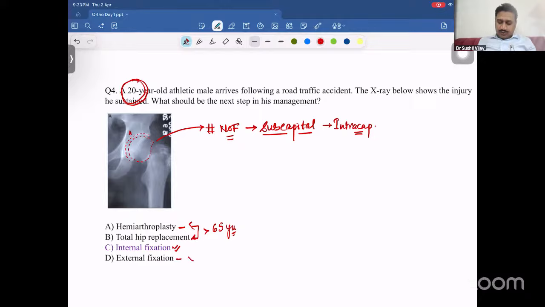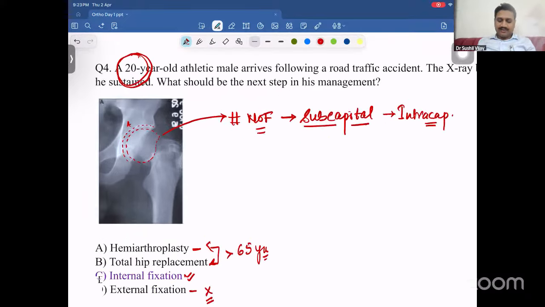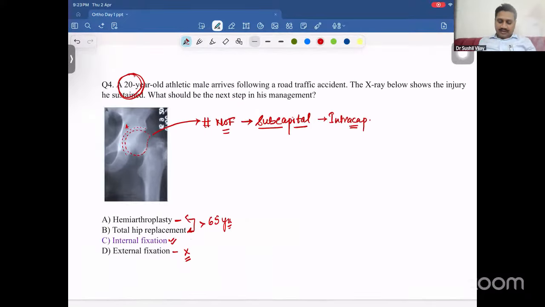External fixation is not even a choice. Acetabular fracture, where is it, Shubham? It is not the acetabulum, it is neck of femur only, right? So internal fixation, which implant will you use? What are you going to do? What should we do in this? Internal fixation by what implant? Tell me the implant to be used.